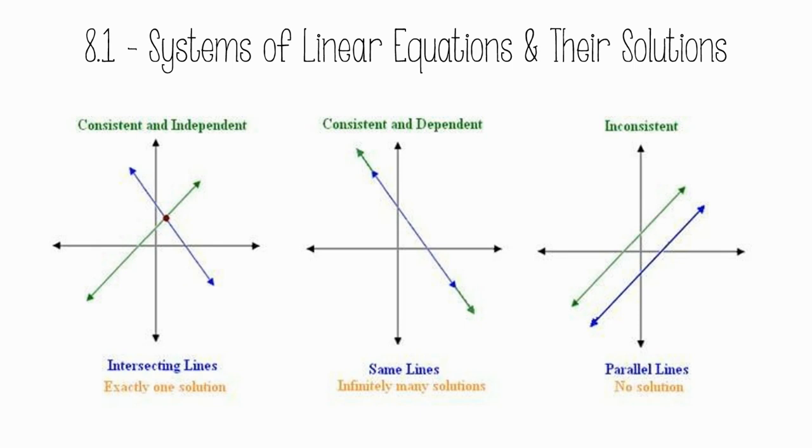And then we have inconsistent equations, when your lines are parallel and there's no solution. So we'll see what that looks like and how to solve. Finding that point is normally our goal. If they are the same line, we write infinitely many. And if there's no point of intersection, then we say no solution.